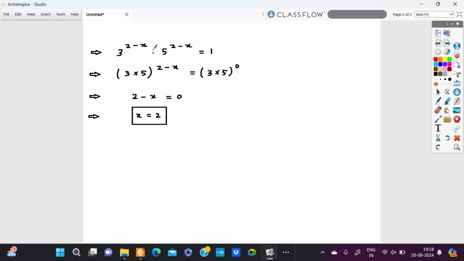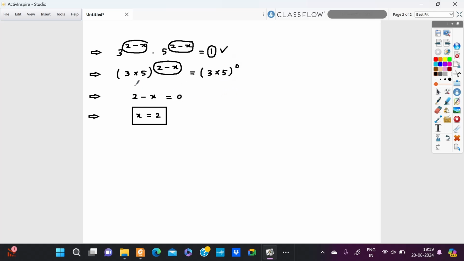Since it is a product and both the bases have the same exponent, I could just make it a common exponent and just multiply the numbers inside the parentheses, because we already have a property that says (a times b) to the power of m is a to the power of m times b to the power of m. So using that property, I just put this common exponent outside the parentheses and just write the bases as a product inside the parentheses here. Therefore you have (3 times 5) to the power of 2 minus x is equal to (3 times 5) to the power of 0, which is 1.